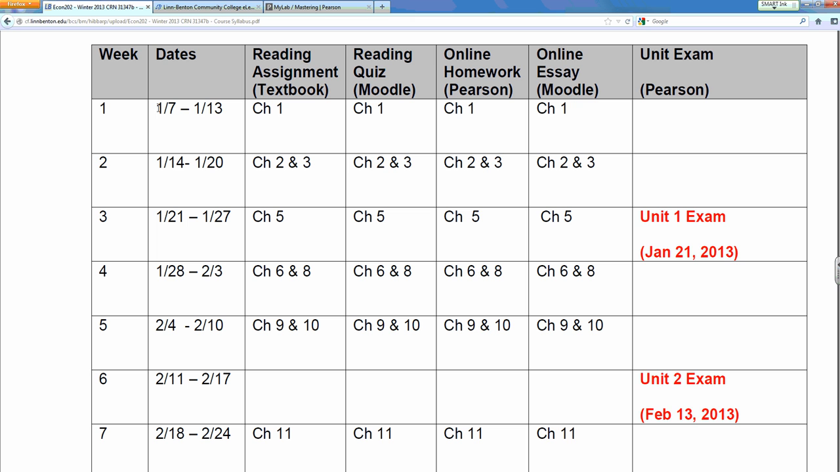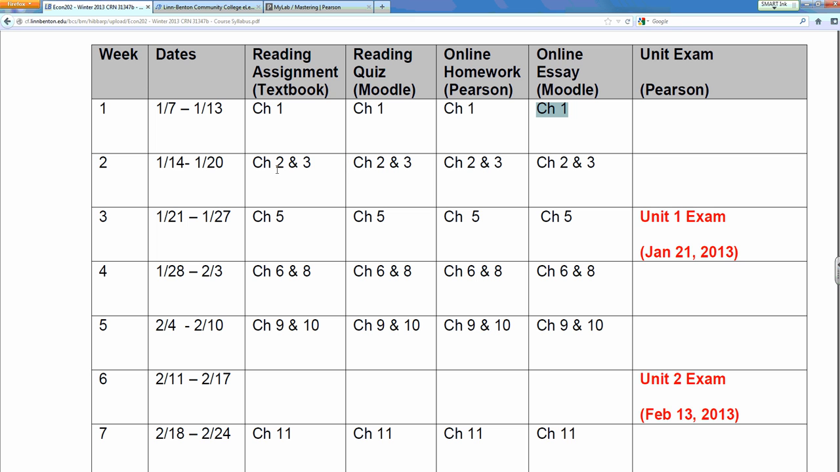For example, in week 1, that's January 7th through January 13th, you have a Chapter 1 reading assignment, that's in the textbook. You'll be taking a Chapter 1 reading quiz on Moodle. You'll be taking a Chapter 1 homework assignment, that's also on Pearson. And you'll be completing a Chapter 1 essay on Moodle at the end of the unit. So each chapter you'll have a reading assignment, a reading quiz, which is actually really short, it should be only about 10 minutes. An online homework assignment, and then a short essay at the end of the chapter. There's usually 2 questions per chapter.